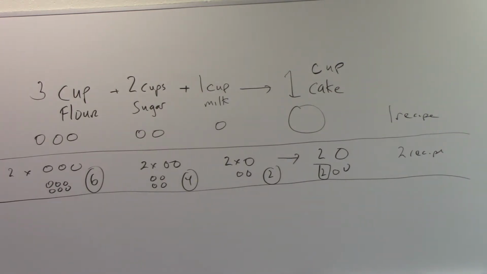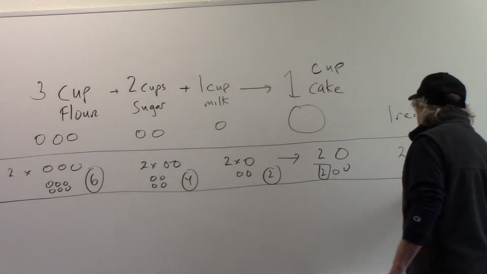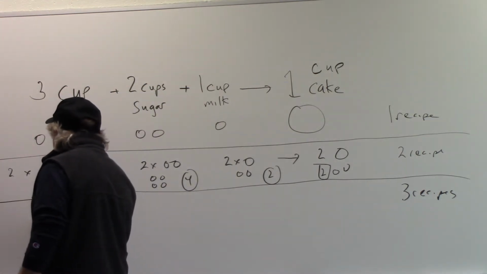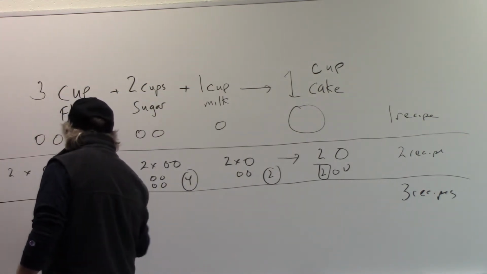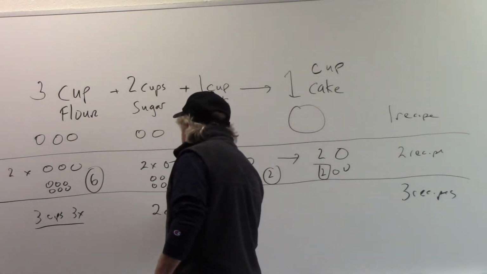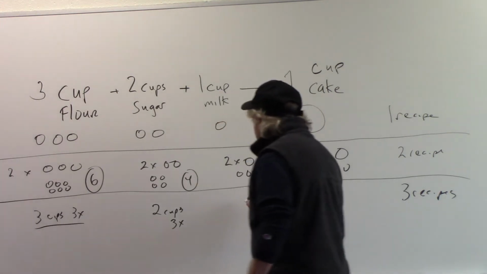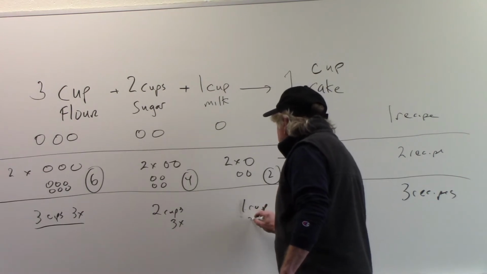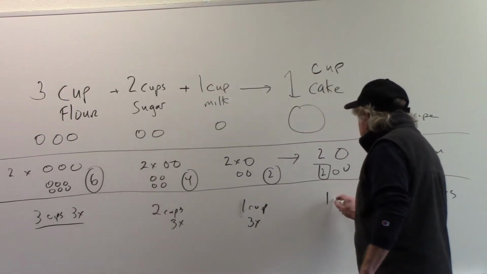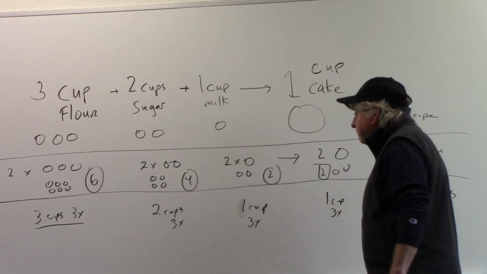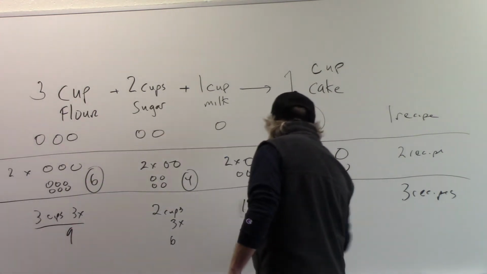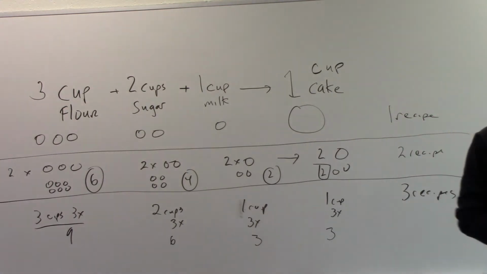And then let's say we want to make 3 recipes. We simply do 3 cups 3 times, 2 cups 3 times, 1 cup 3 times. And then we'll have 1 cup of cake 3 times as well. And you would have 9 cups, 6 cups, 3 cups, and 3 cups. So hopefully you see the pattern here.